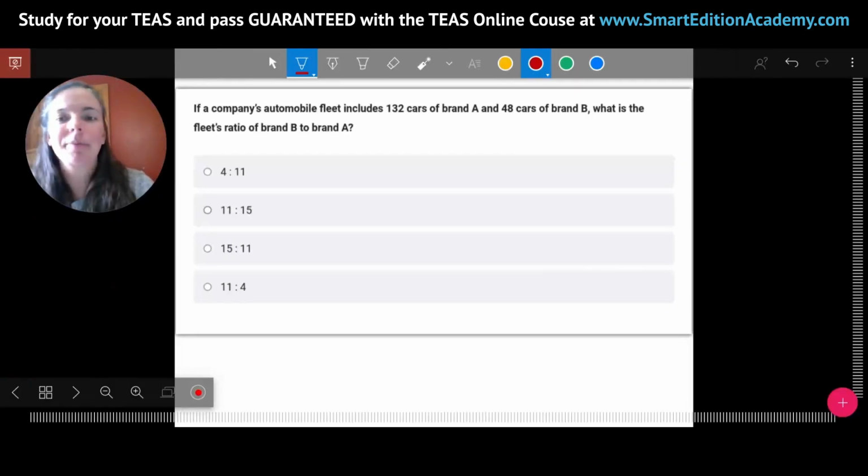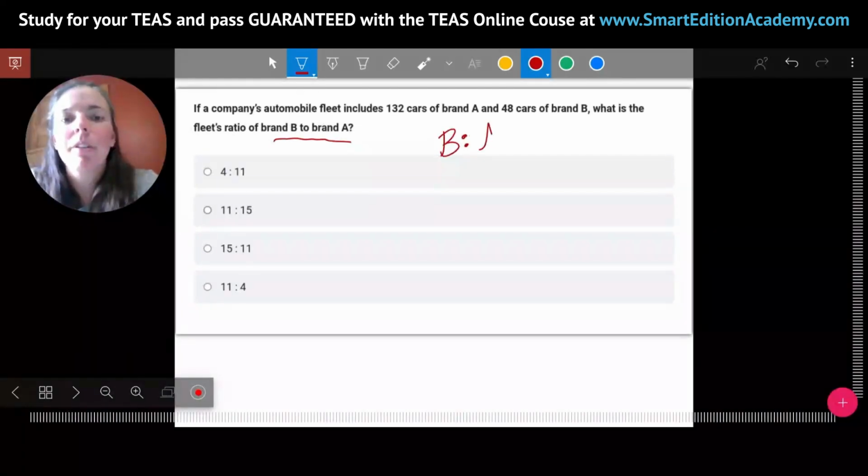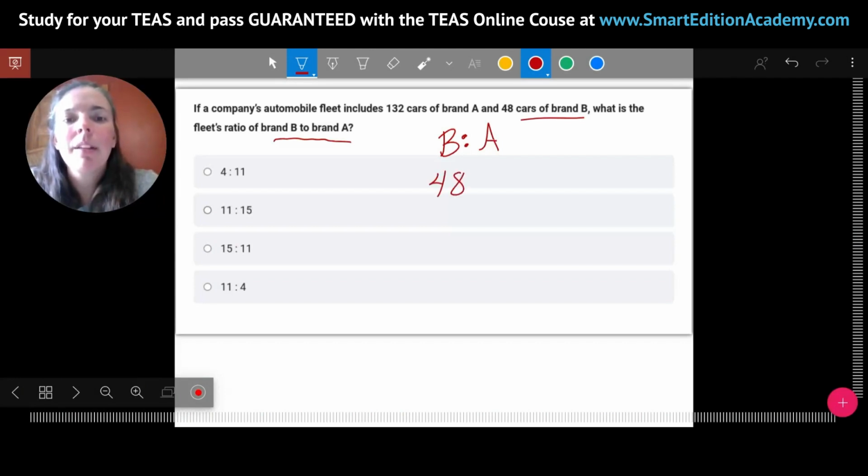Okay, so let's try one of these questions right from our Smart Edition practice test. If a company's automobile fleet includes 132 cars of brand A and 48 cars of brand B, what is the fleet's ratio of brand B to brand A? So we need to do B to A, so order is super important. There are 48 cars in brand B and 132 in brand A. So this is my ratio.